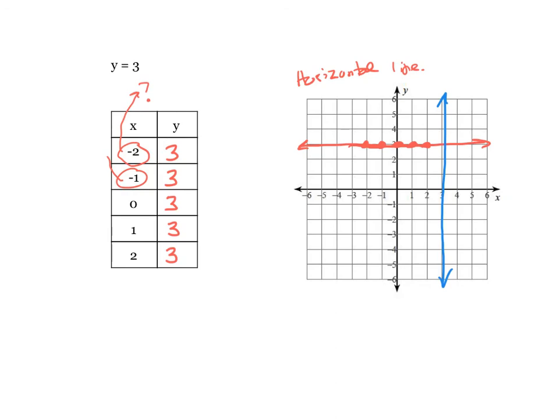Okay, can you guess what the equation for a vertical line might be? Well, if horizontal was y equals 3, vertical is x equals 3, in this case, since it goes through 3.